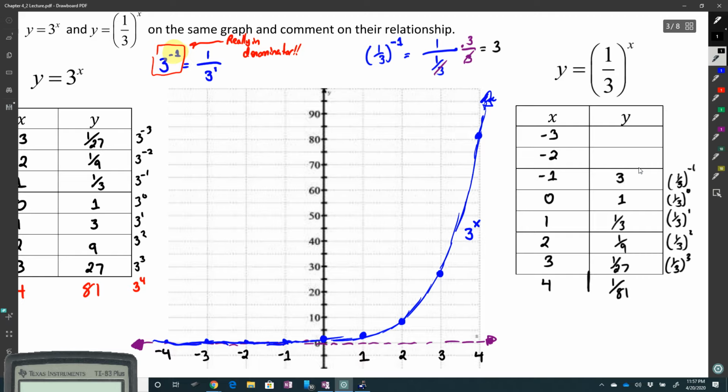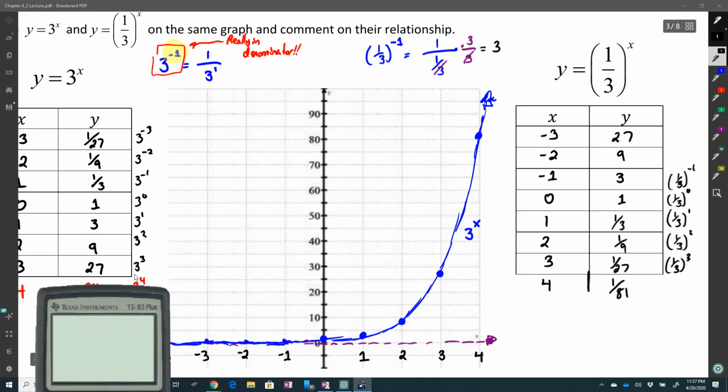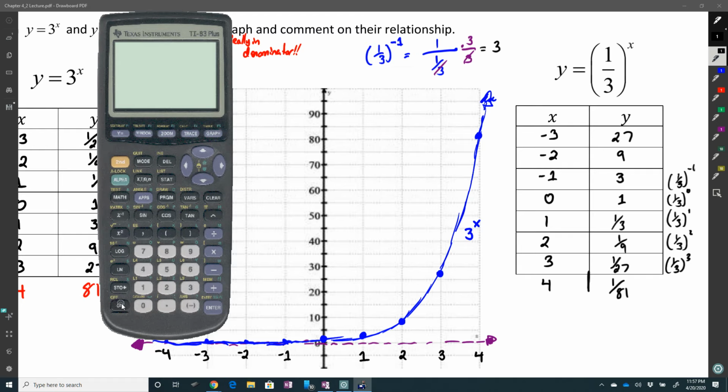For the same reason, 1/3 to the -2 will be 9. 1/3 to the -3 would be 27. And if you wanted to, you could use your calculator. But you have to put the 1/3 in parentheses. 1/3 raised to the parentheses -3, for instance, is 27.